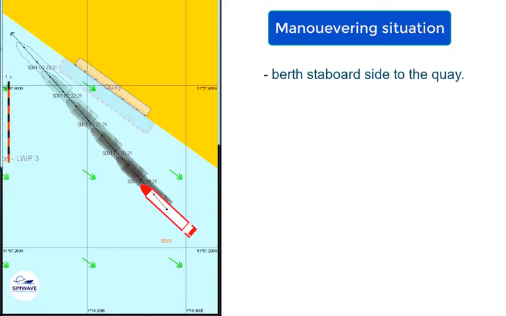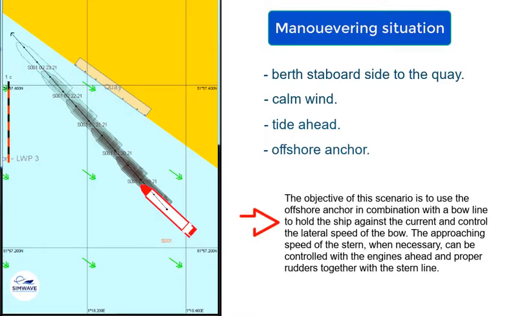This simulation run demonstrates how to berth the ship starboard side to a quay, in a condition of calm wind and tide ahead with the deployment of the offshore anchor. The objective of this scenario is to use the offshore anchor, in combination with a bow line, to hold the ship against the current, and control the lateral speed of the bow.